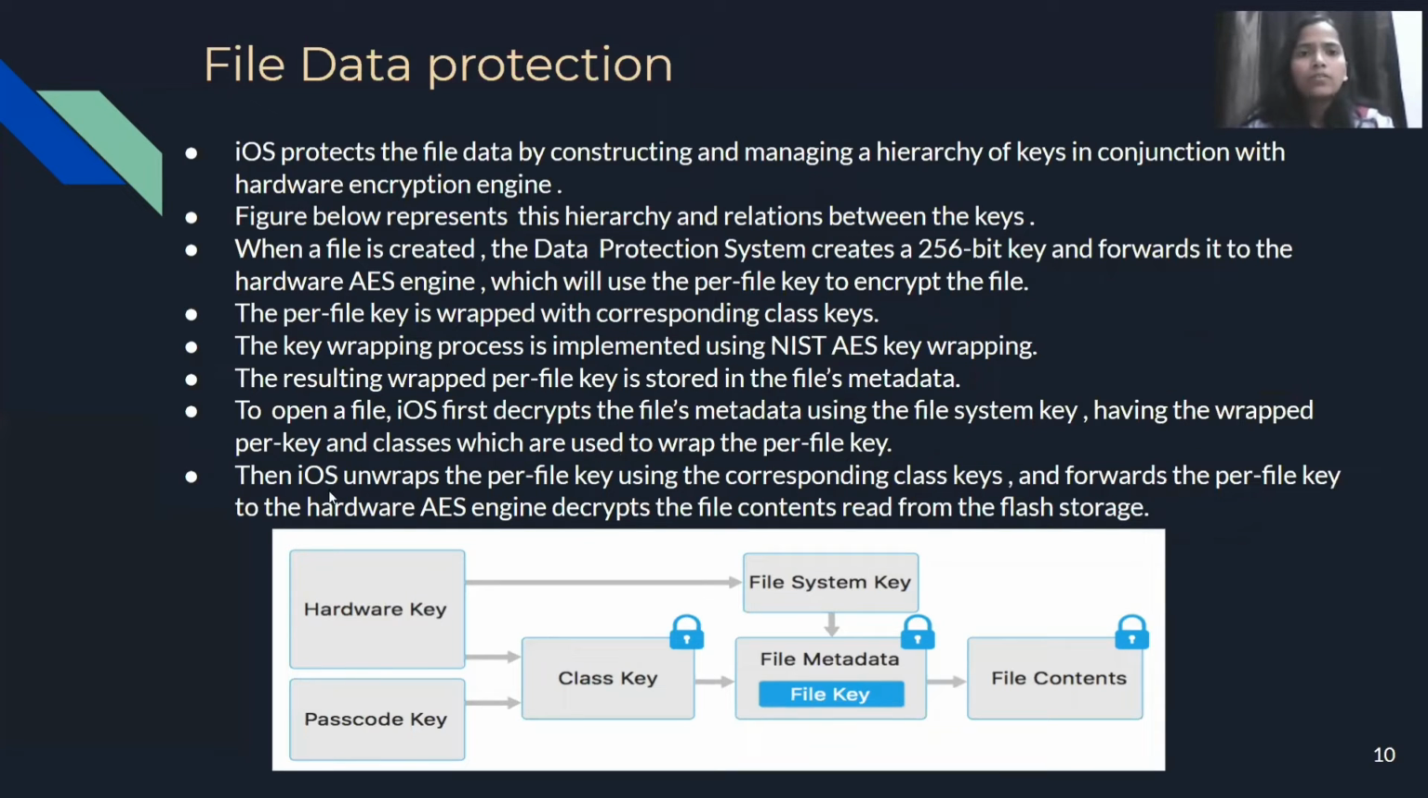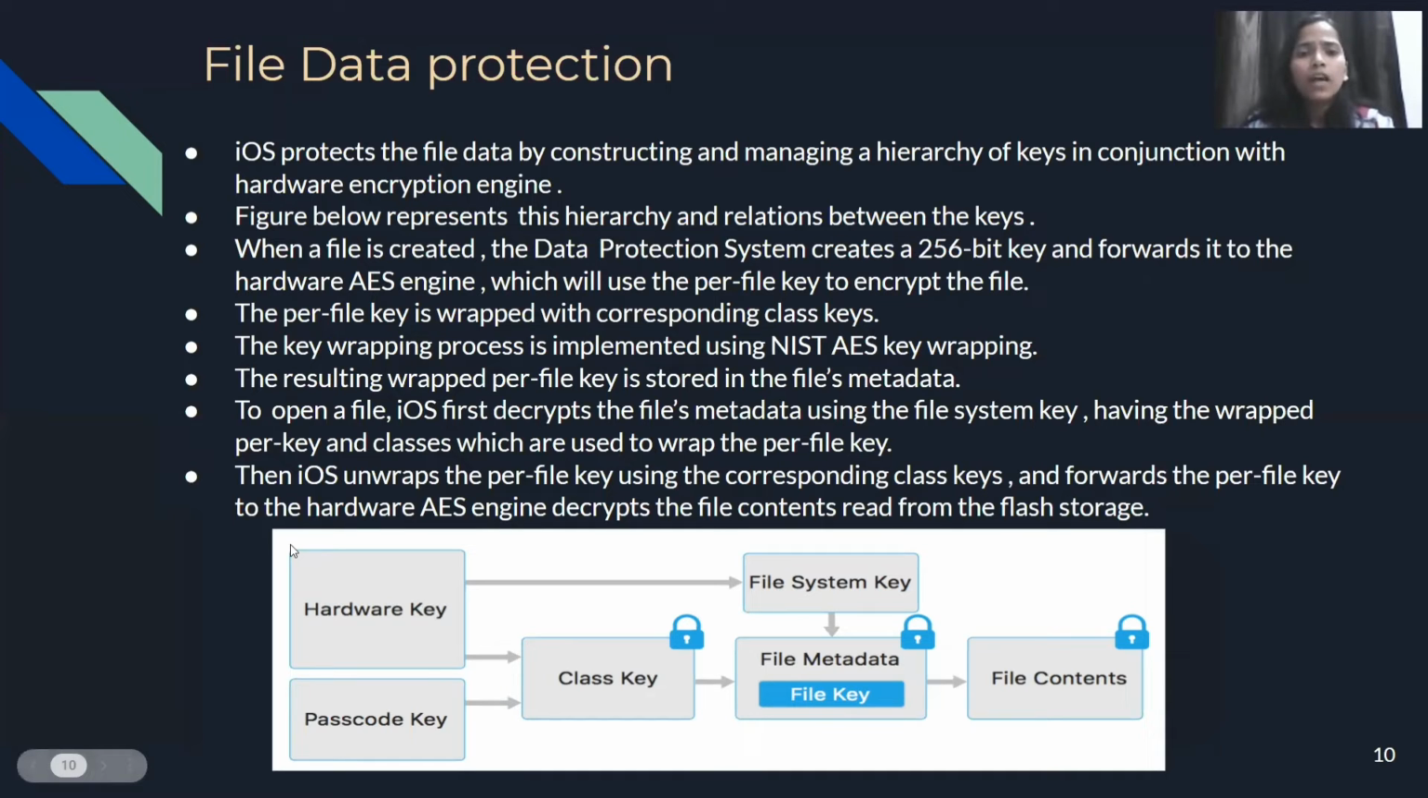Now, the file data protection part. iOS protects the file data by constructing and managing a hierarchy of keys in conjunction with the hardware encryption engine. The diagram below represents the hierarchy and the relation between these keys. When a file is created, the data protection system creates a 256-bit key and forwards it to the hardware AES engine. The resulting wrapped per-file key is stored in the file's metadata.